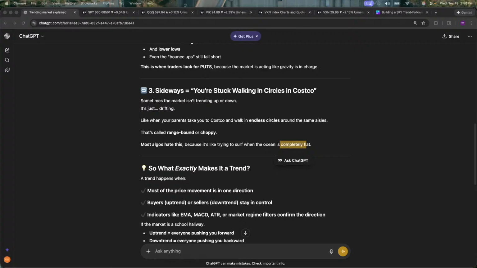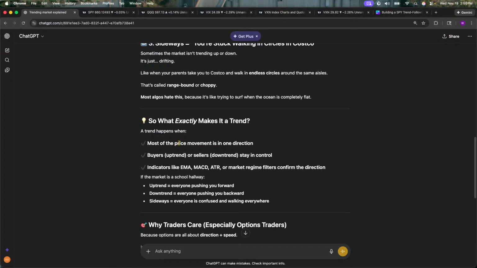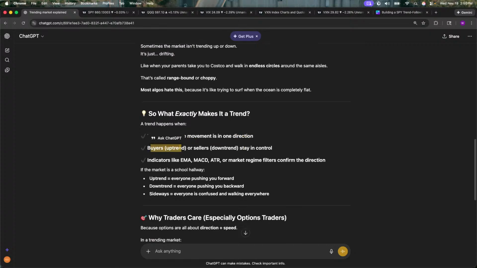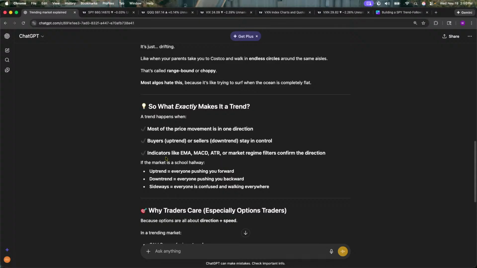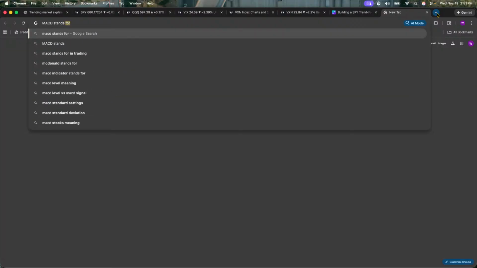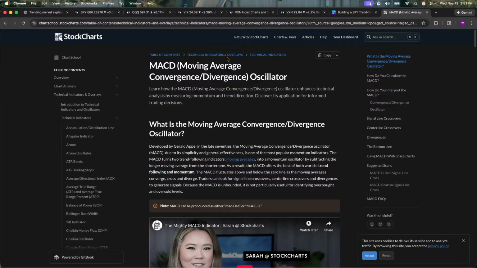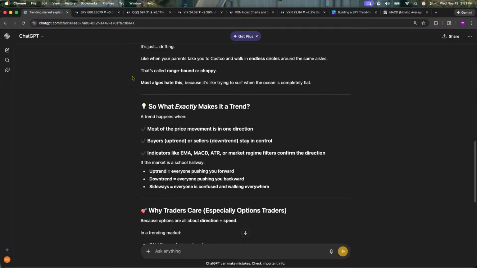All right, beautiful. We talked about sideways. So what exactly makes a trend? A trend happens when most of the price movement is in one direction. Buyers in an uptrend, sellers in a downtrend, stay in control. Indicators that are used are EMA, the exponential moving average, and MACD, moving average convergence divergence. And then ATR, average true range, or market regime filters confirm the direction.